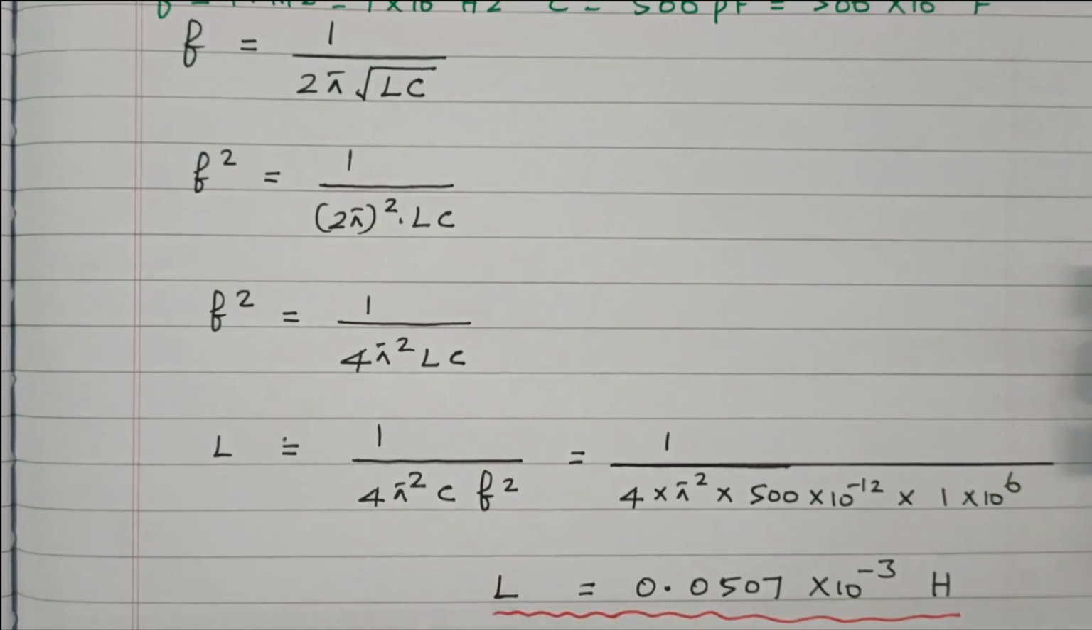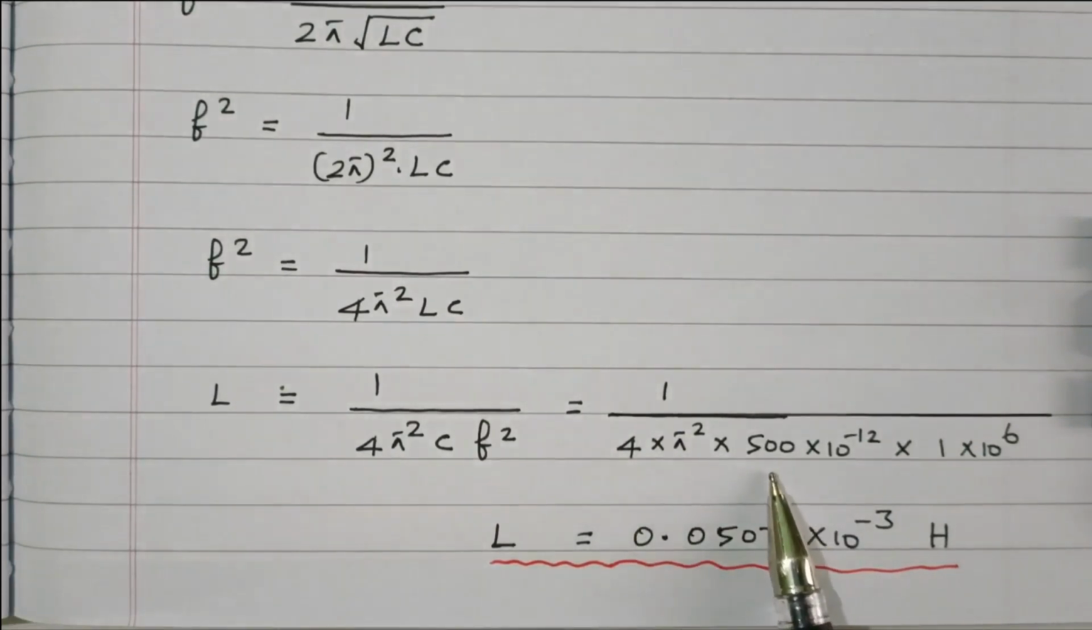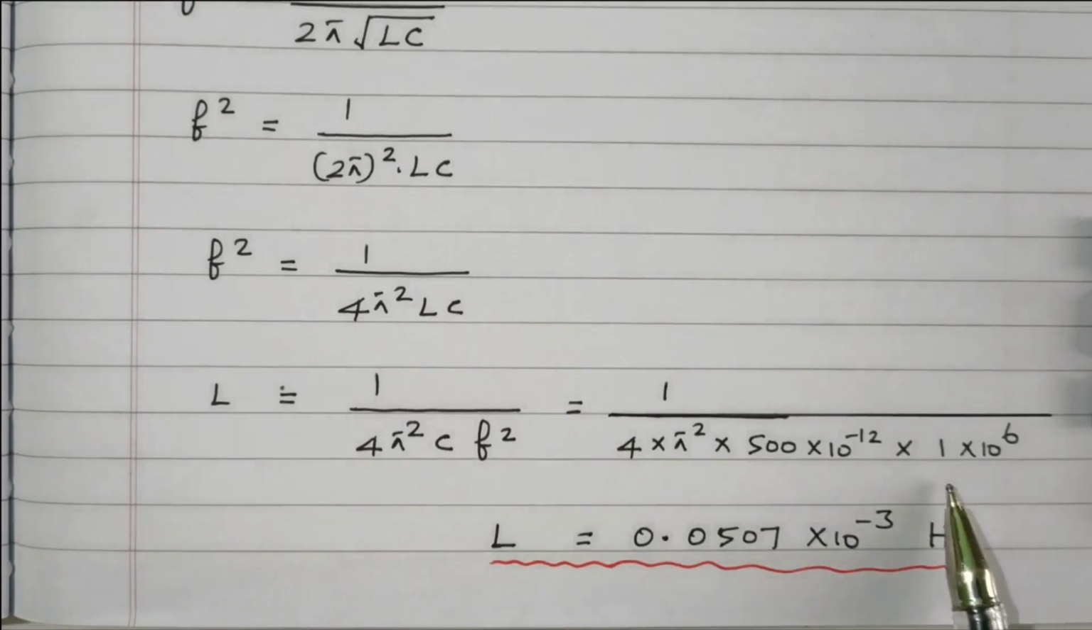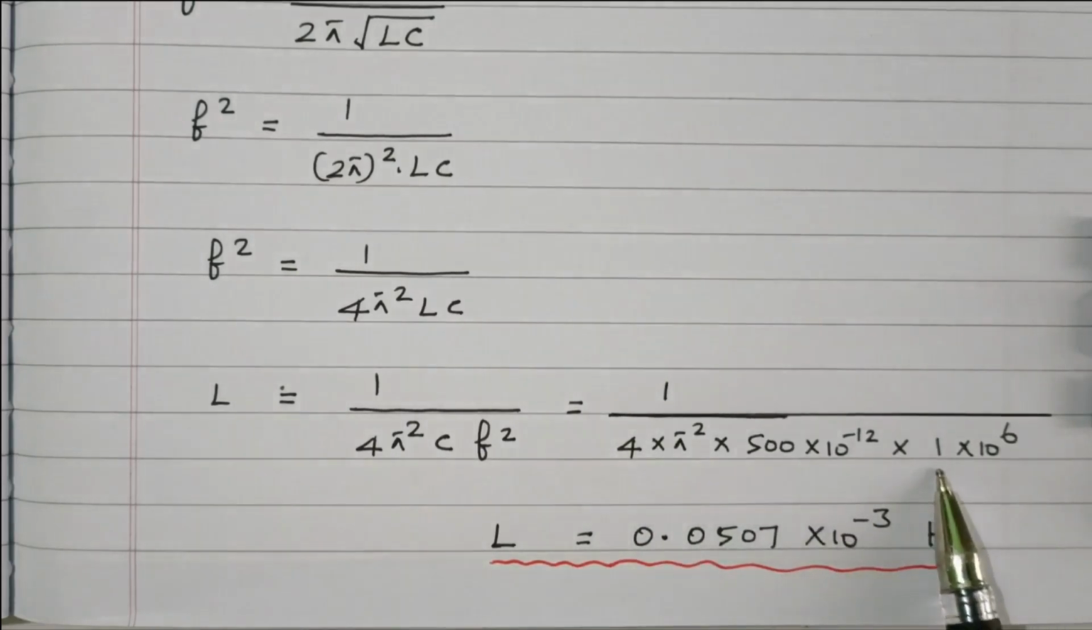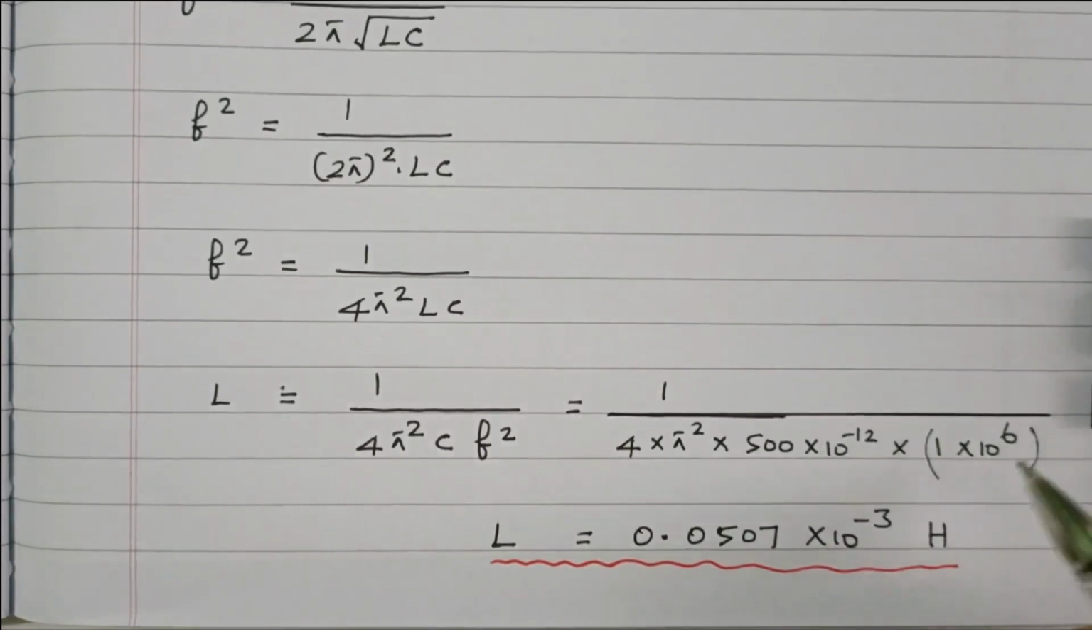Now we can substitute all the values. L equals 1 divided by 4 into pi square, C value is 500 picofarad, 500 into 10 to the power minus 12, and F value is 1 into 10 to the power 6, the whole square. By simplifying, we got 0.0507 into 10 to the power minus 3 Henry. The L value is calculated.